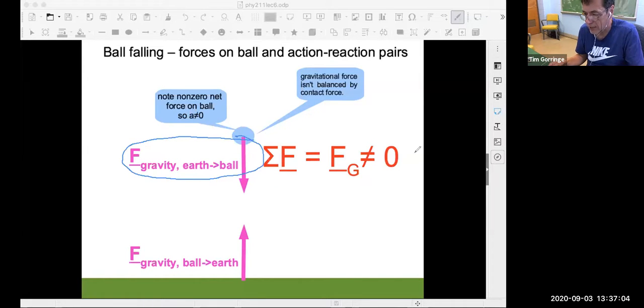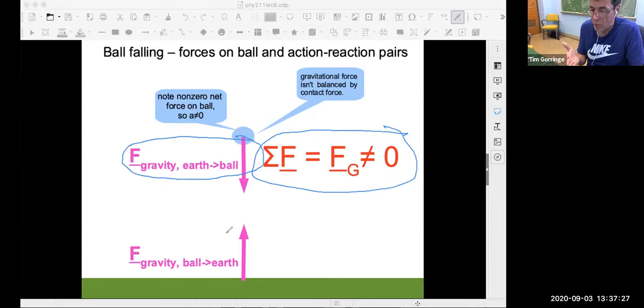I've tried to indicate that over here. There's now a non-zero net force, or total force, or sum of forces. It's equal to this exposed gravitational force. And because it's not zero, there's going to be a change in motion. The ball is now accelerating towards the earth. And so that's what's happening now with the ball falling.